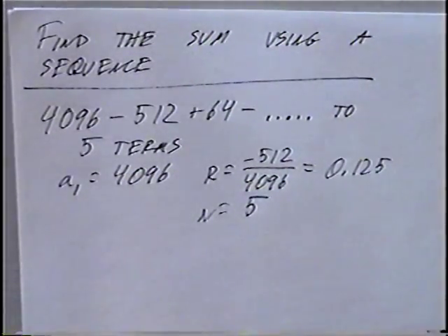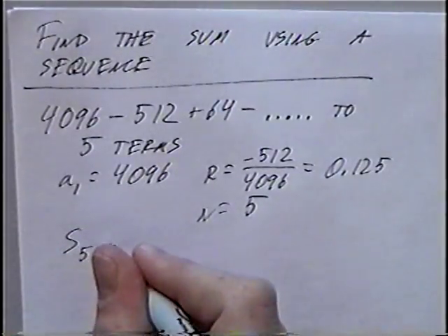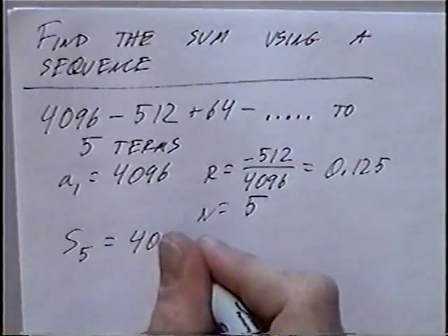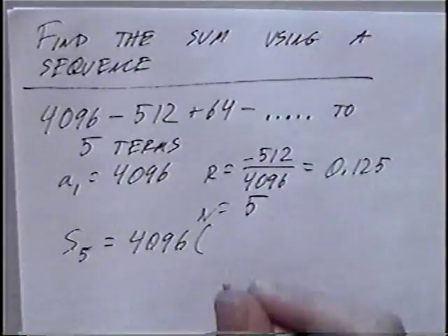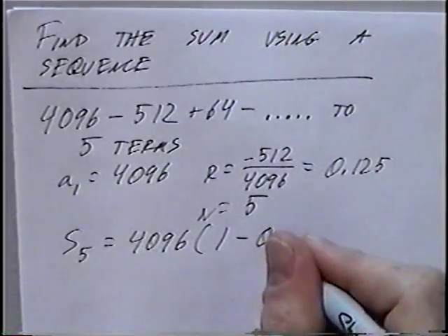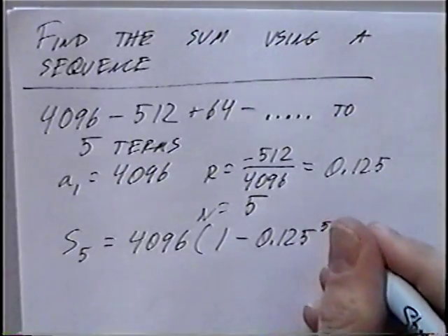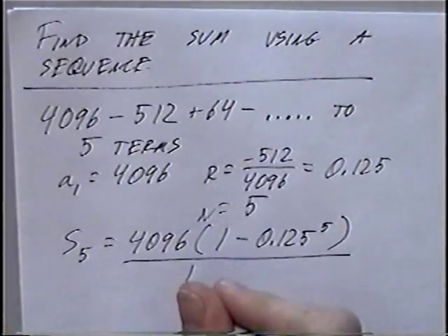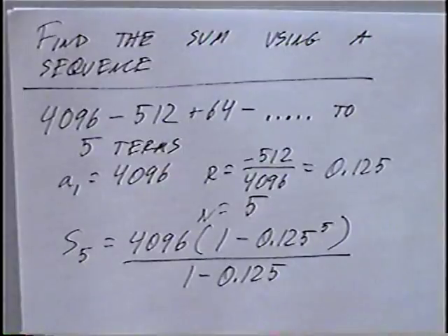Using the first formula that we did in the previous section, we'd have the sum of 5 terms, or S sub 5, equals A1, which is 4096, in parentheses 1 minus R, which is 0.125, to the n power, which would be 5, divided by 1 minus R, which is 1 minus 0.125.